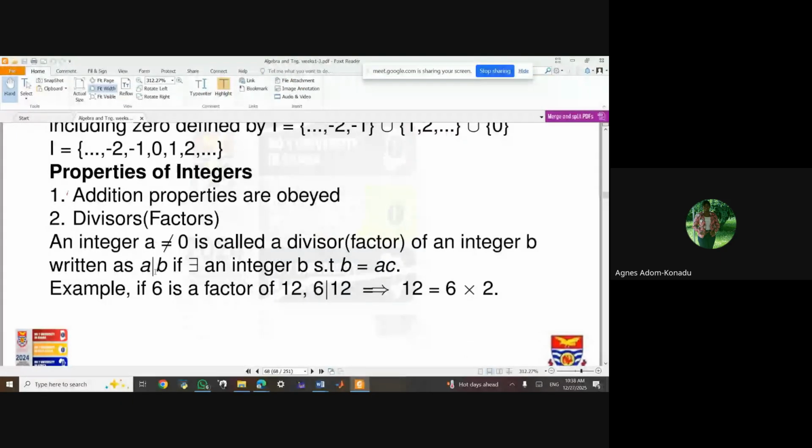So a divides b if and only if there exists an integer c such that b is equal to ac. Example, if 6 is a factor of 12, then I can write it as 6 divides 12, and it can be written as 12 is equal to 6 times 2. So my b, the number that this divides, I can write as 6 times 2.